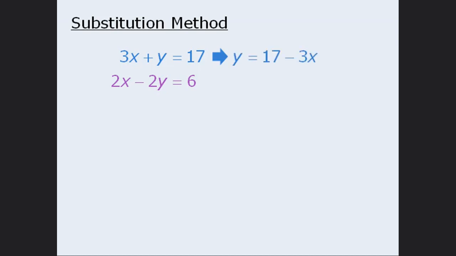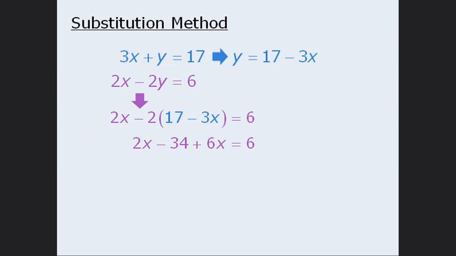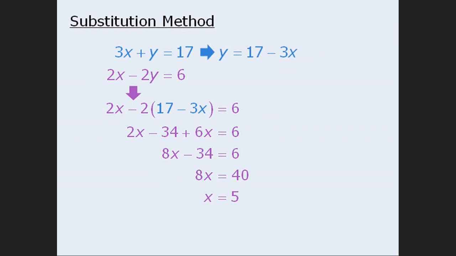When we do this, we get y equals 17 minus 3x. Now that we know that y equals 17 minus 3x, we can take the y in the second equation and replace it with 17 minus 3x. When we do this, we see that we now have an equation with just one variable, which we can solve for x. To do this, we'll first expand the left-hand side, and then we'll simplify the left-hand side. From here, we'll add 34 to both sides, and then we'll divide both sides by 8 to get x equals 5.